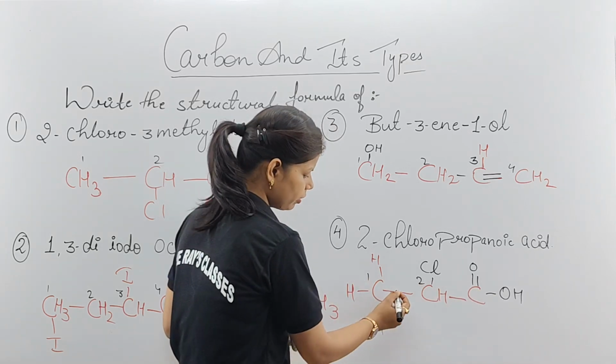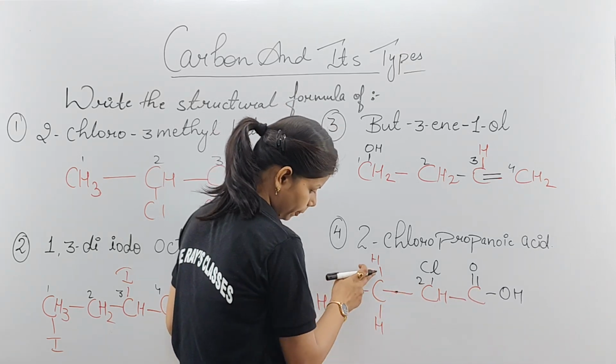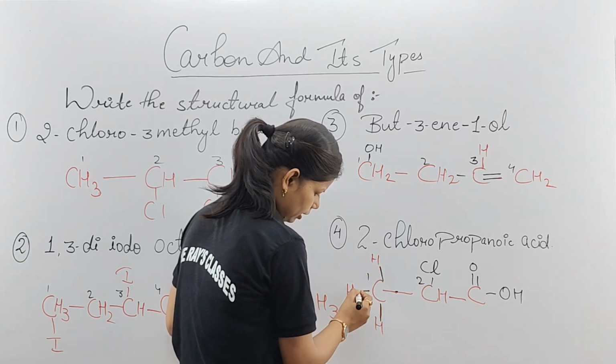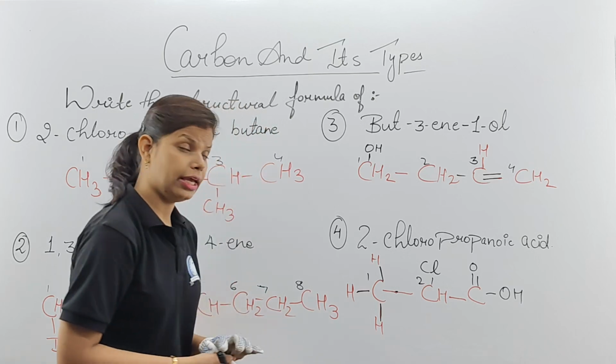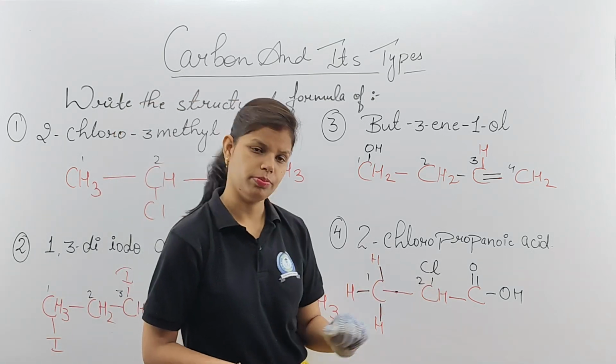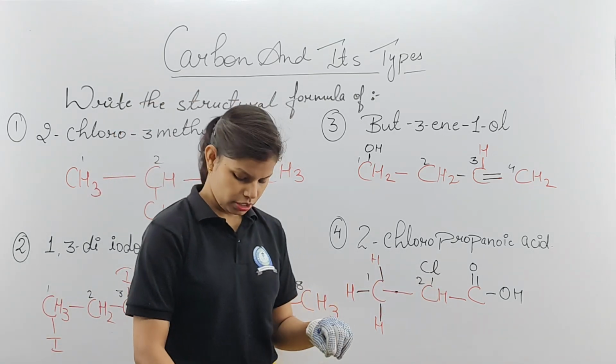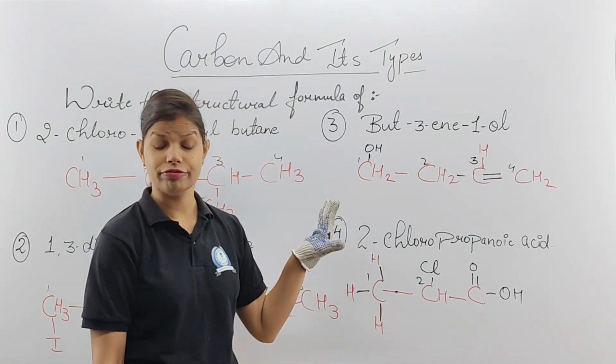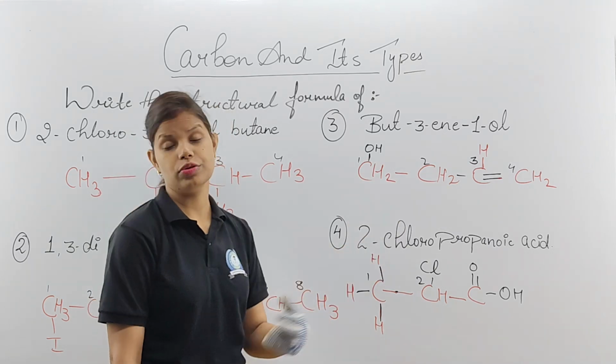Clear, no? Moving on, this part of yours, you can see these 3 bonds are singly attached with each other. That means there is no ene and no yne group from this place. Clear? So children, you have to understand that while dealing with naming problems, you have to draw the structures.